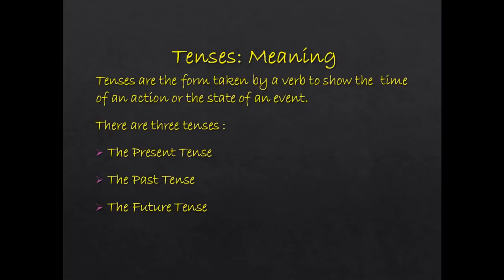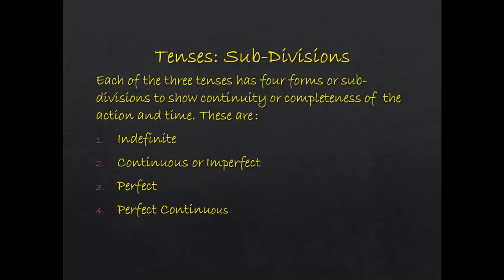Now further, these tenses are subdivided into four forms. Each of the three tenses has four forms or subdivisions to show continuity or completeness of the action and time. These are indefinite, continuous or imperfect, perfect, perfect continuous.